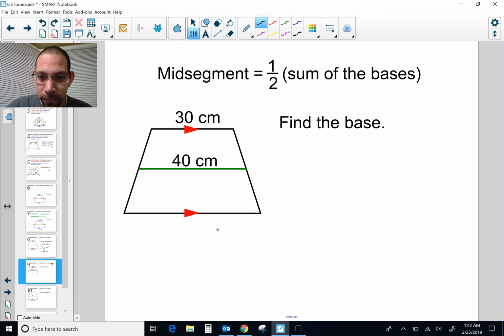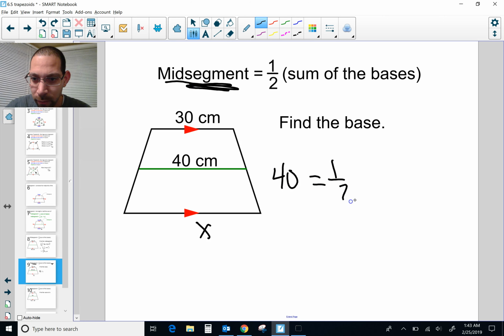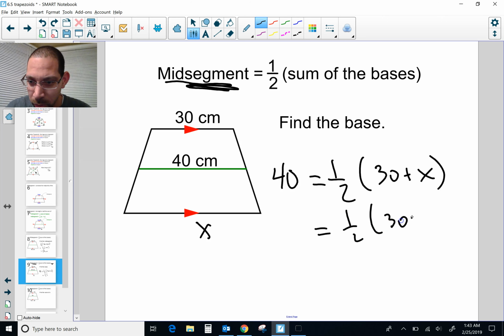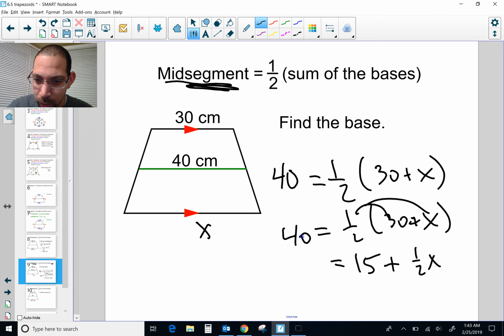Well, in this case, you're supposed to find one of the bases. Let's call it x. So the midsegment in this case is 40. Half the sum of the bases is 30 plus x. There are a couple ways you can solve this, but I imagine most of you are going to do some distributing and take half times 30, half times x, which means it's 15 plus half x, or you could use 0.5x if you really wanted to.